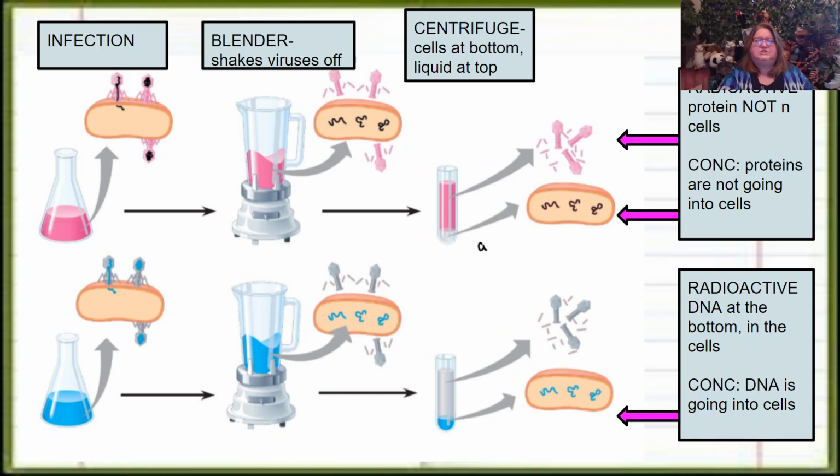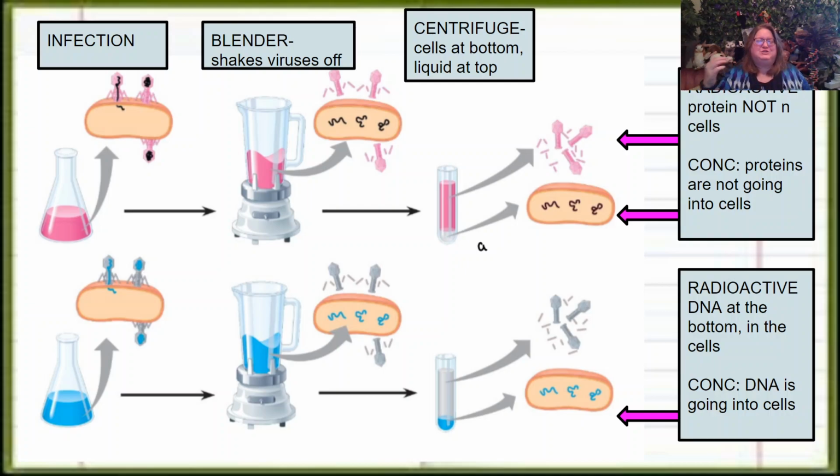So remember, the question is, what is the genetic material? And in this case, we're trying to figure out what goes into the bacteria, because what goes into the bacteria is what's ultimately infecting it and causing it problems. And that's our genetic material. So they did a very, very nice, elegant experiment using the time-honored equipment of a blender.